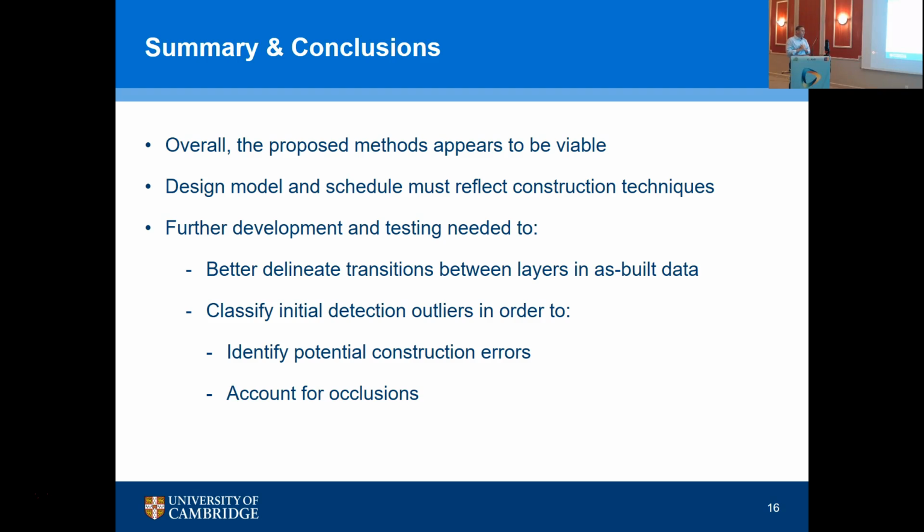For future research, we really need to get better at delineating that transition between the design surface and the paving lanes. And then also, how can we identify those potential construction errors and differentiate them from just the random errors that we can correct automatically, and then take that information to the project manager and say, hey, I think maybe we built this area a little bit low. Is that what you meant to do, or is this something we need to address?